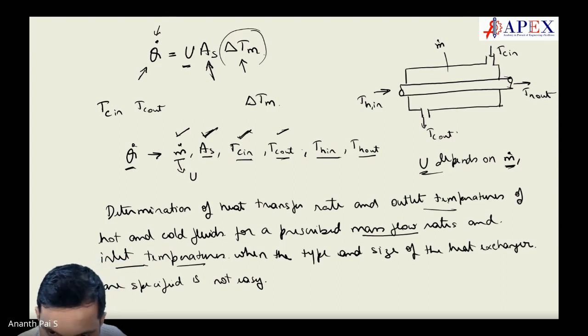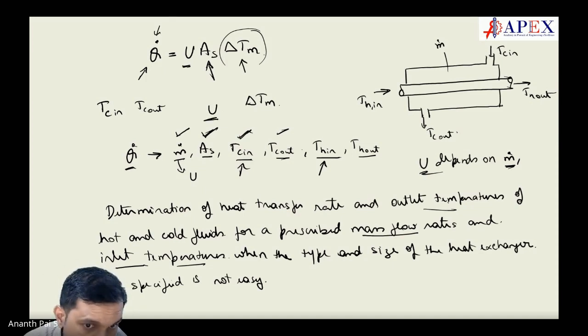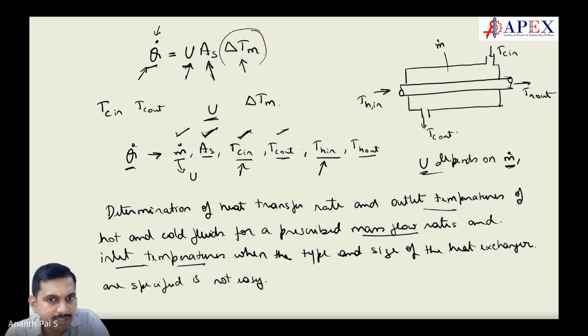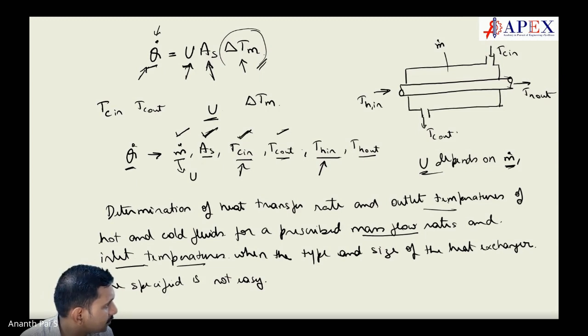See, why it is not easy is because, if you have the inlet temperatures given, say TC in and TH in are given, now here what happens, m dot has to change. When m dot you change, variably your U changes. When U changes, Q changes, delta TM changes. Getting the point? When m dot changes, Q changes as well as U changes. So when U changes, Q dot changes. If you keep Q dot the same, delta TLM changes. So it's an iterative procedure.